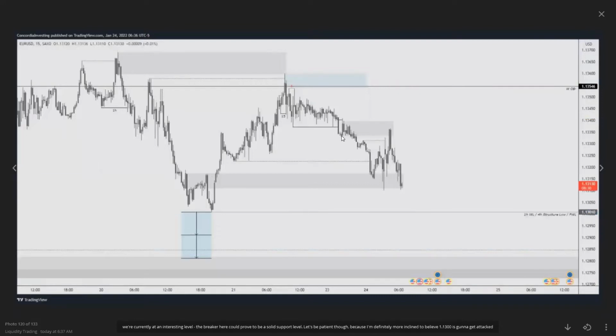You can see in London, we mitigated this level here. We swept all this liquidity, dabbling up into it and then breaking down. It responded right from this breaker block here, but it just couldn't go. It couldn't go from here. So what did it have to do? Come back down into this low, right? It's a weak low, structural low.